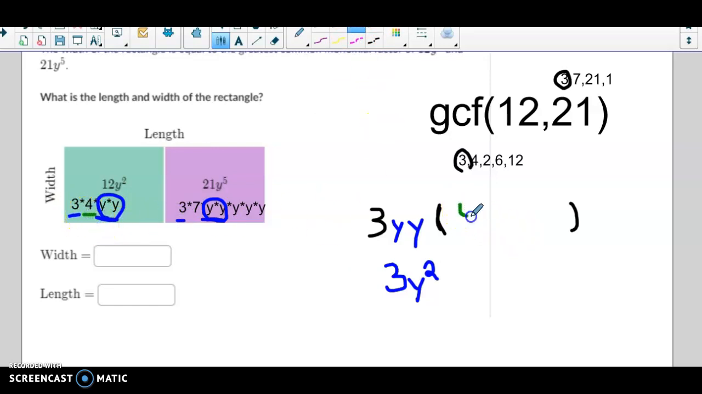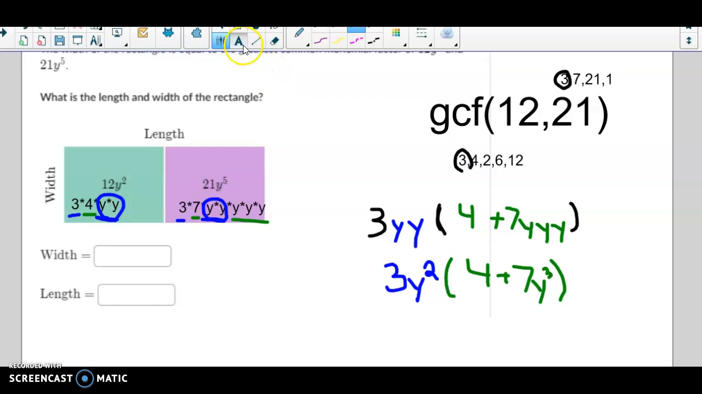Then plus, and we didn't use this 7 or these 3 y's. So plus 7y. Our final answer would look like 3y squared, parentheses, 4 plus 7y. Our shortcut way to write y times y times y would be y to the 3rd power. That's what it would look like.